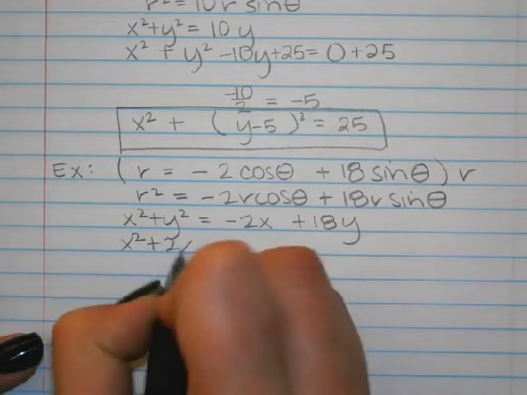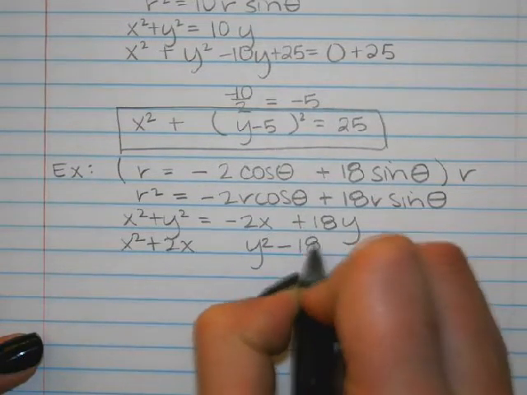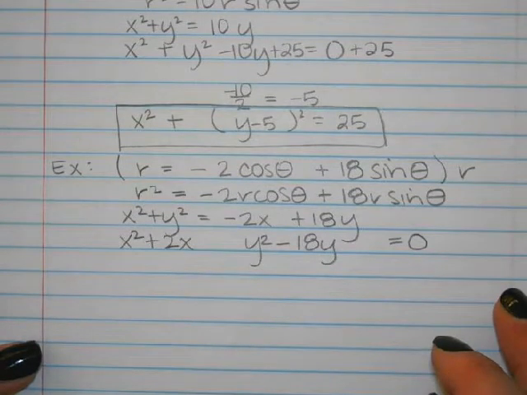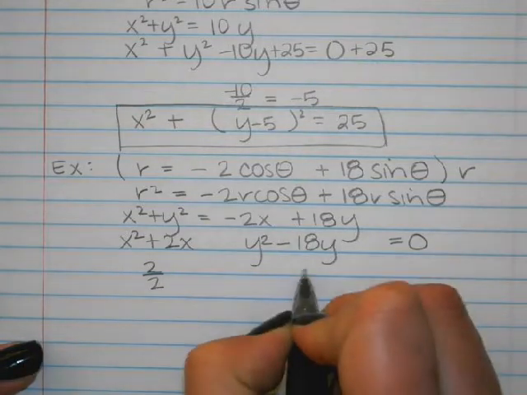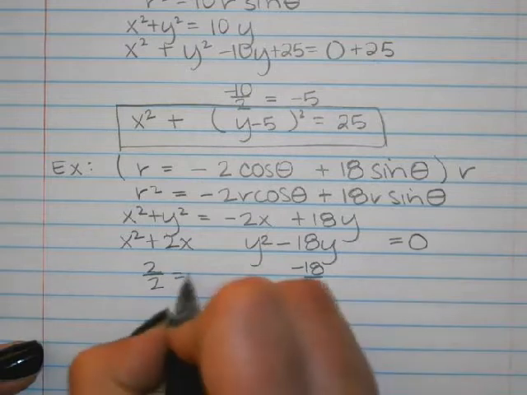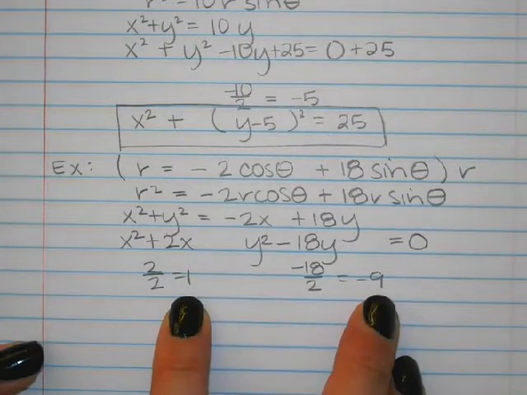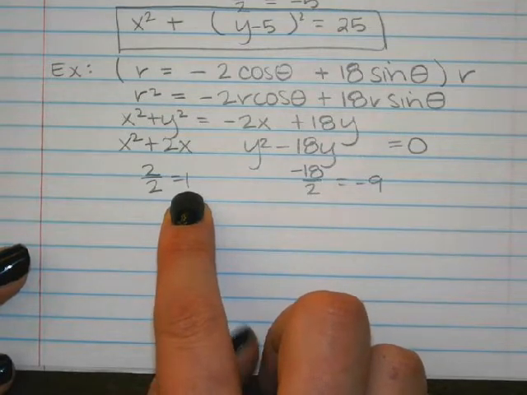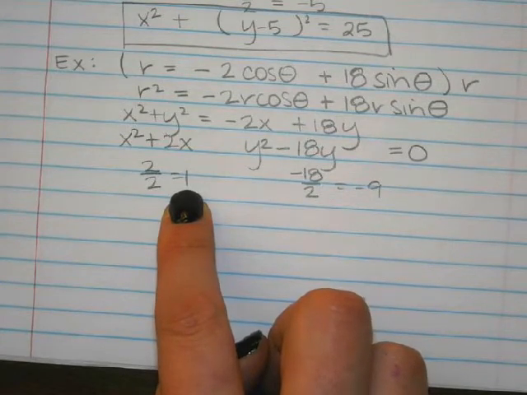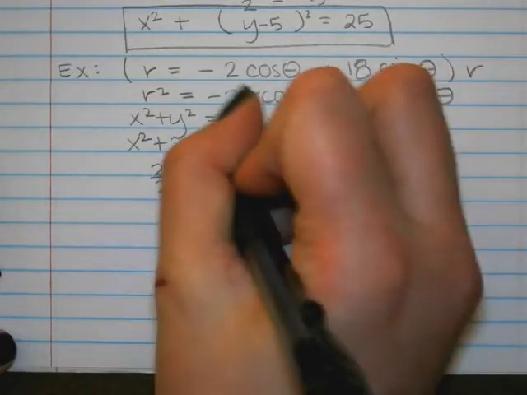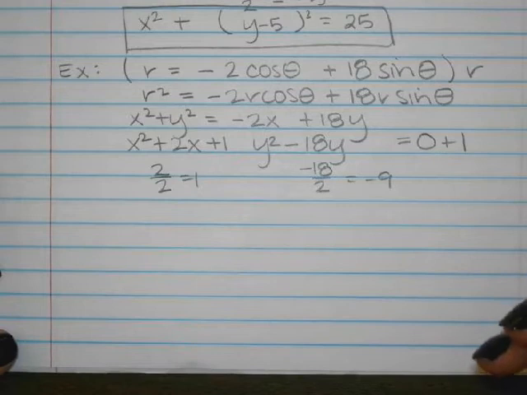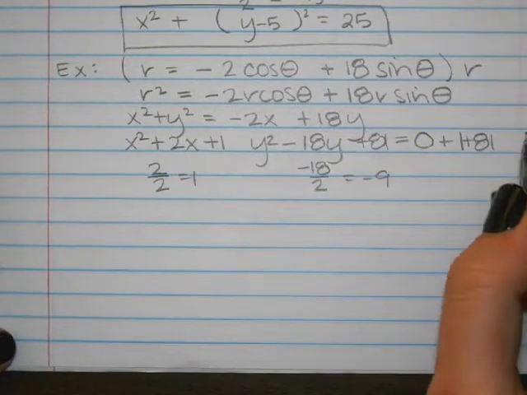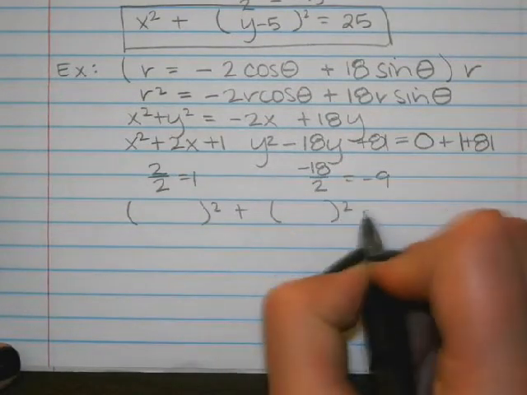So x squared plus 2x, leave some space. Y squared minus 18y, leave some space, equals 0. Divide by 2. So 2 divided by 2 and negative 18 divided by 2. 1 and 9. Okay. And then what do we do with each of these numbers? We square them. One squared is one, so we're going to add one here and add one here. And negative 9 squared is 81. Add 81, add 81. So we have something squared plus something squared equals something.